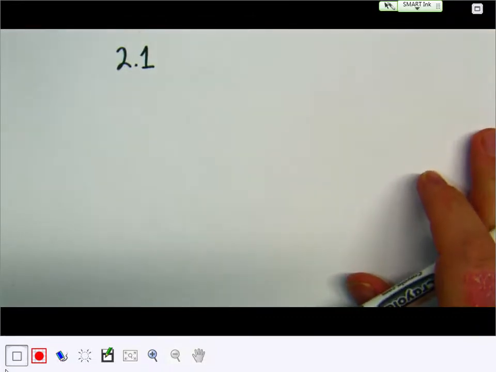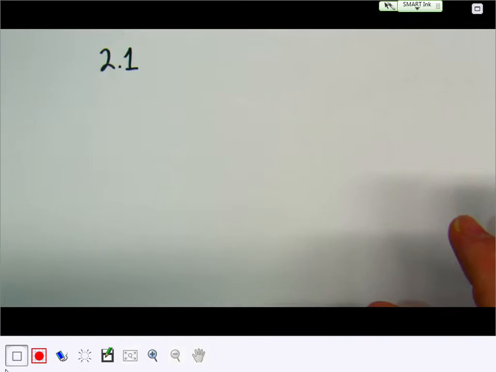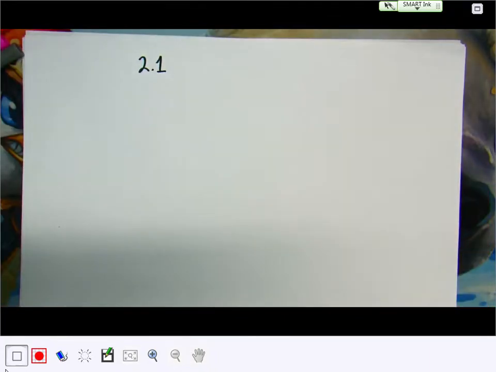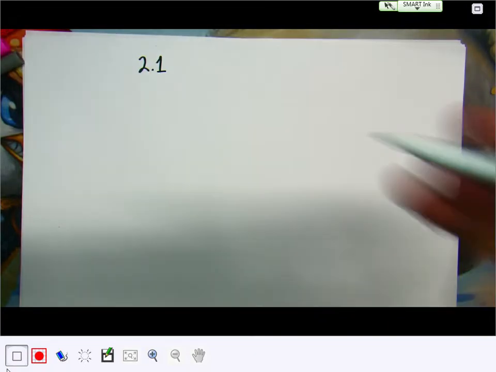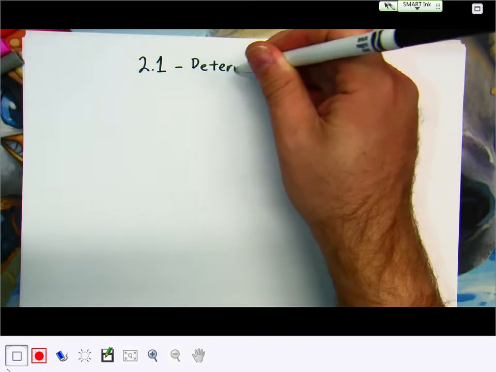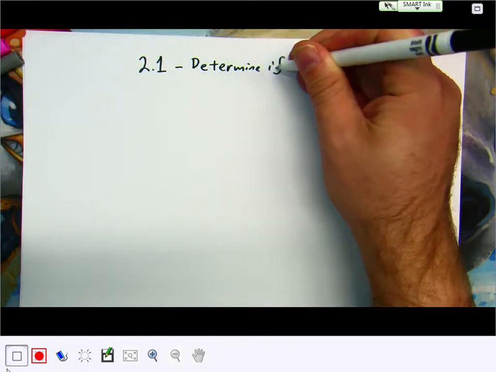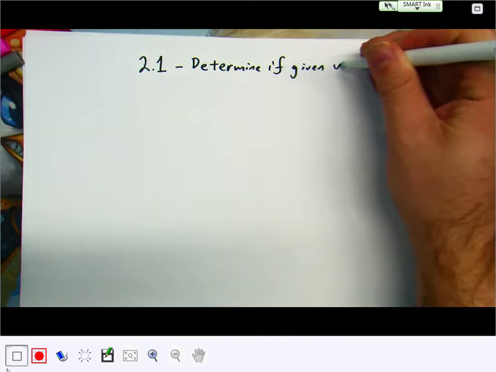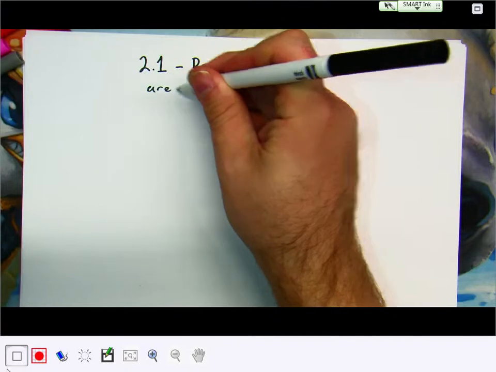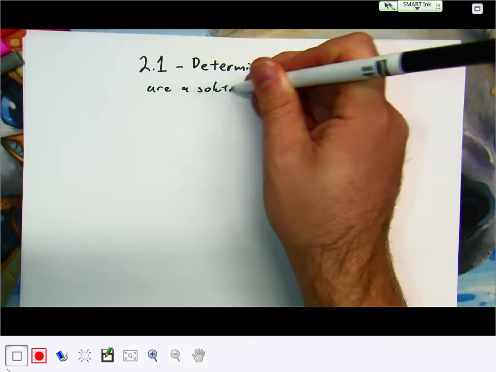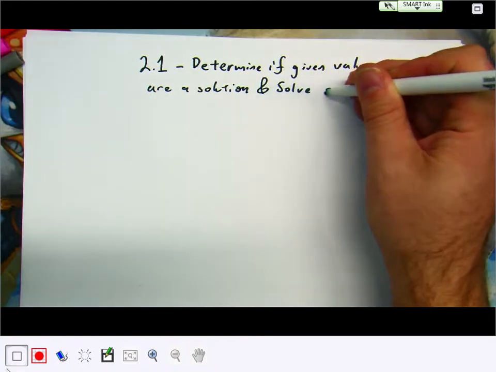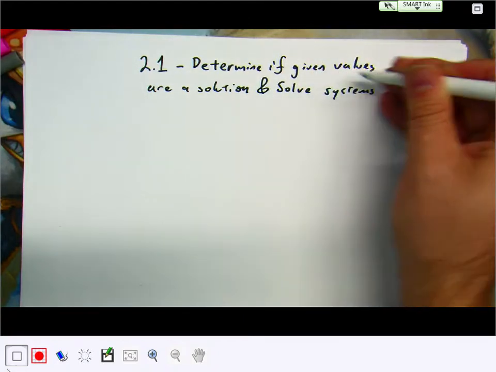Let's get this right in view. Let's go ahead and zoom out a little bit on this bad boy. All right, this is lesson 2.1, and our goal as written on the board is we want to be able to determine if given values are a solution, and we want to be able to solve systems of equations.